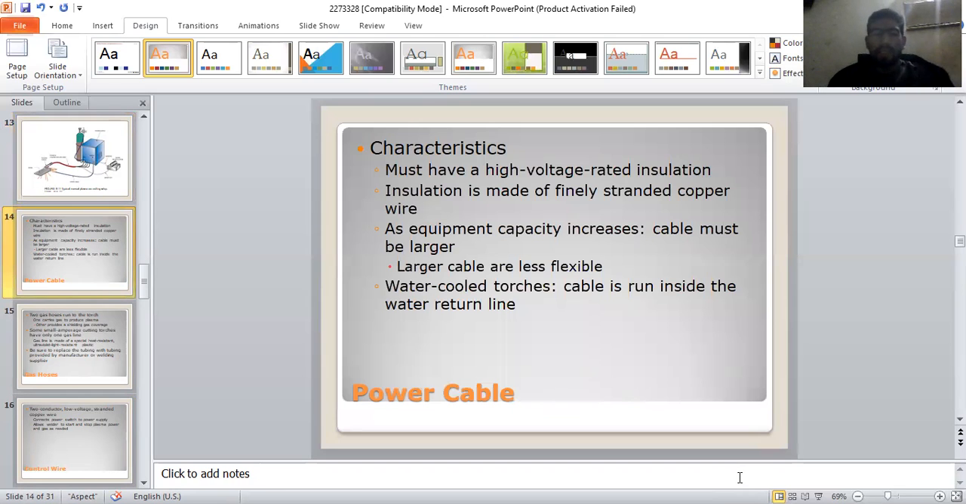So let's discuss the power cable you have seen in the diagram. It must have high voltage rated insulation. Again, it is due to the high temperature. The conductor is made of finely stranded copper wire. As equipment capacity increases, the cable must be larger. Larger cables are less flexible. Water cooled torch cables run inside the water return line.